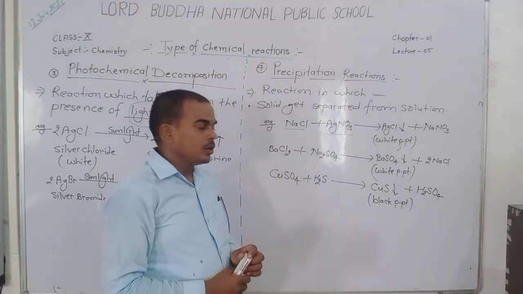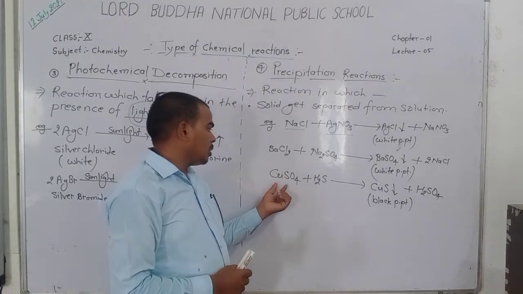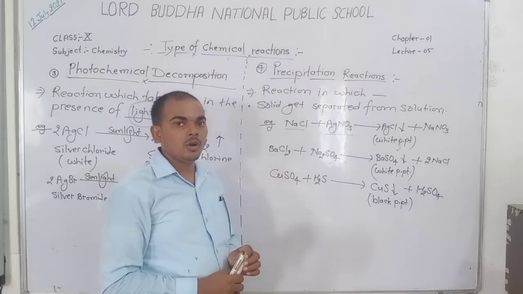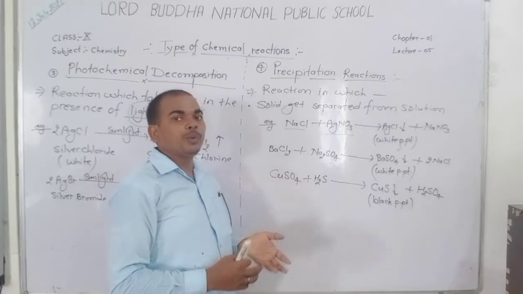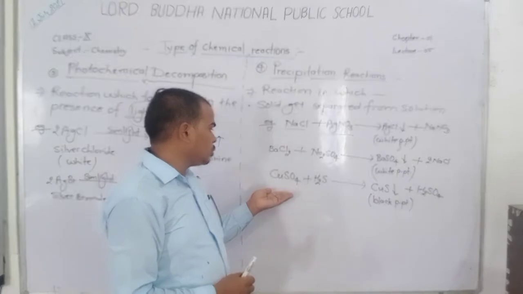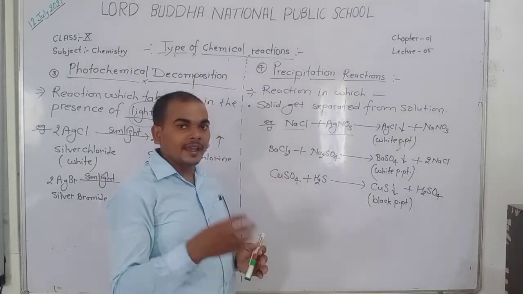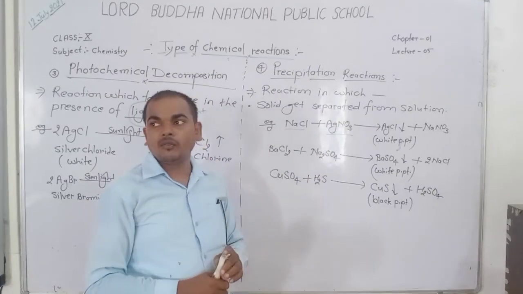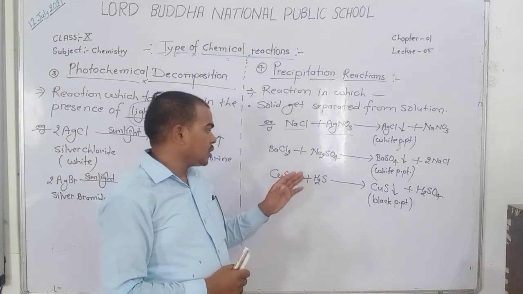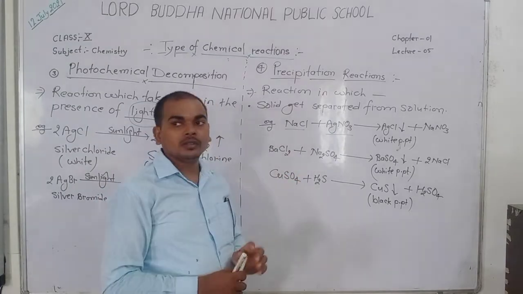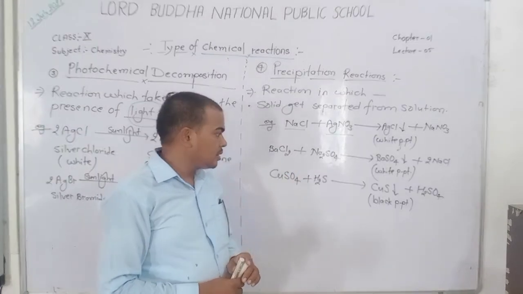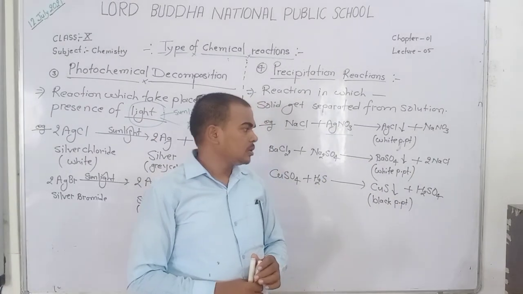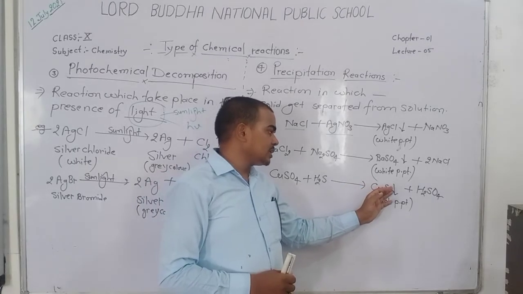Next example, when you take a blue colored substance, that is copper sulfate, or we also say cupric sulfate. When you flow H2S gas in cupric sulfate, it reacts with hydrogen sulfide and produces a black precipitate, that is cupric sulfide.